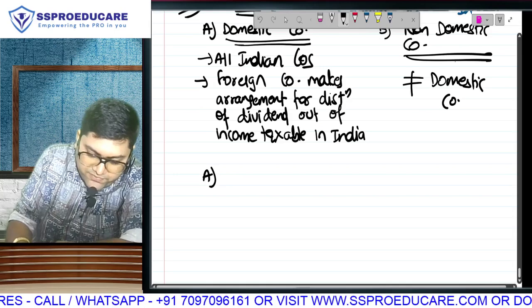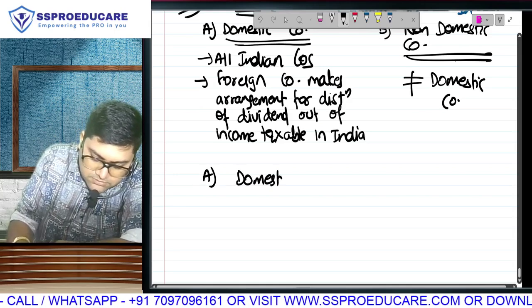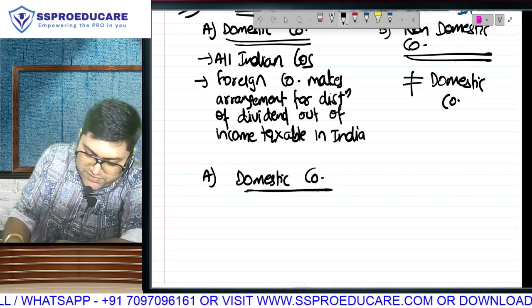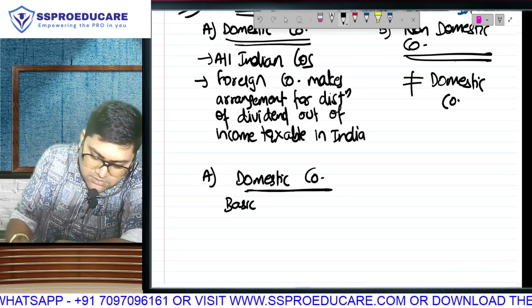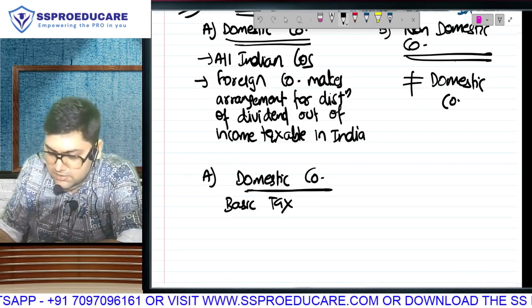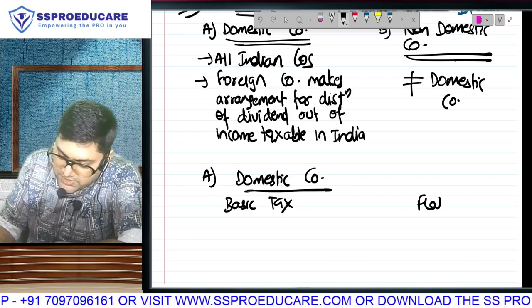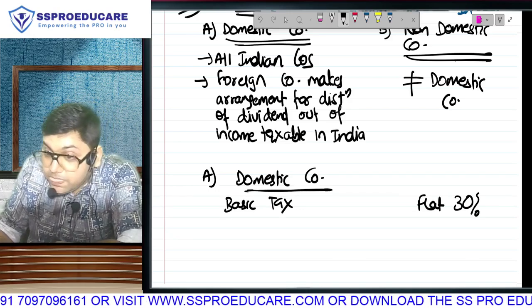Let us talk first about domestic company. We start with basic tax. Basic tax of a domestic company is going to be flat 30%.